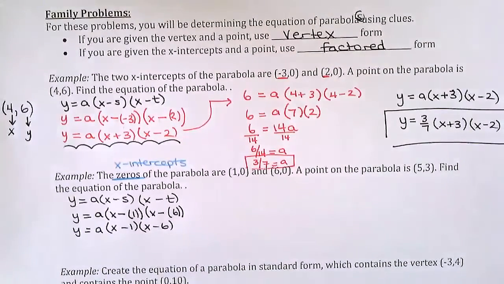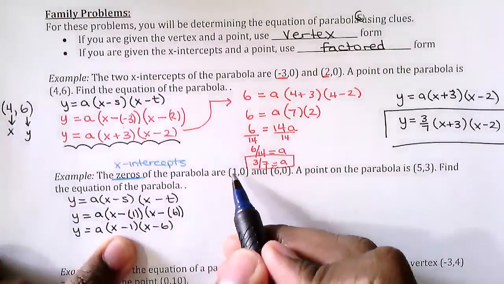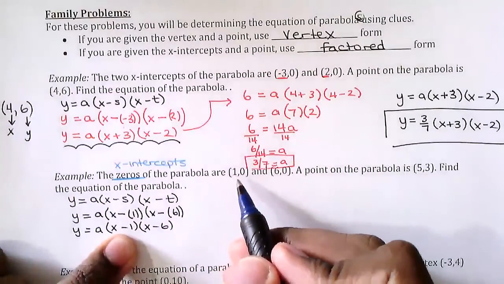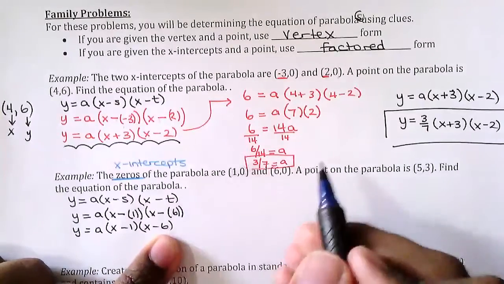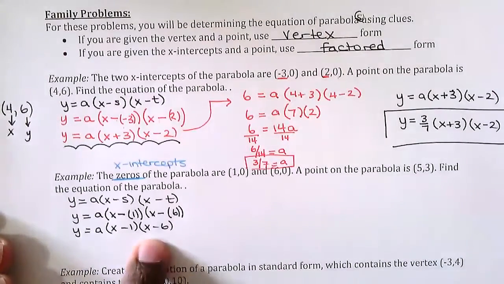Again, stop and make sure you're correct. This has a -1, the opposite would be 1, so that makes sense that that's an x-intercept. This is -6, the opposite would be 6. Again, makes sense that that would be an x-intercept. So we found again our family.